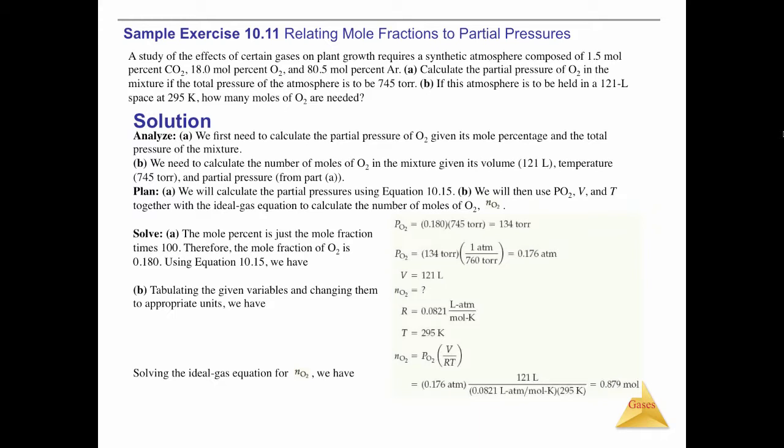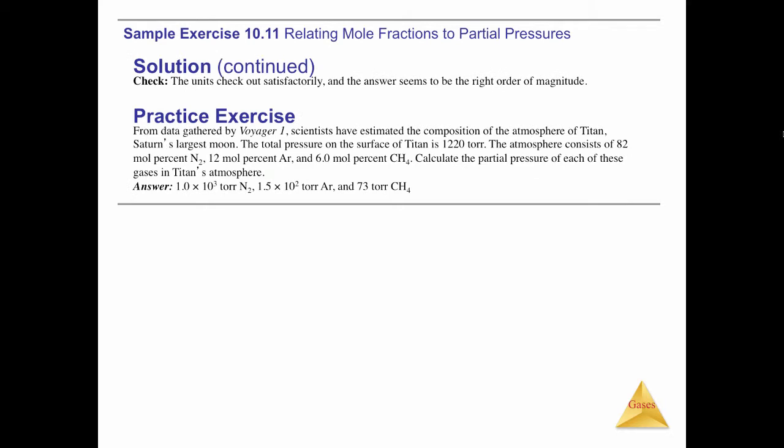We are then going to solve for moles of oxygen, rearranging PV equals nRT to n equals PV over RT. We make sure that our units cancel out appropriately, and we're left with 0.879 moles of oxygen. Practice exercise.